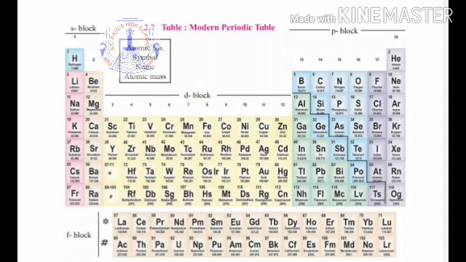So we have two groups in the S block, 1 and 2. From 13 till 18 they belong to the P block, and from 3rd to 12th, you can see in between the blue boxes, these belong to the D block. The last two series, placed separately down, belong to the F block. In this way we have 4 blocks: the S block, the P block, the D block in the center, and at the bottom of the periodic table the F block. There are 2 series in the F block.